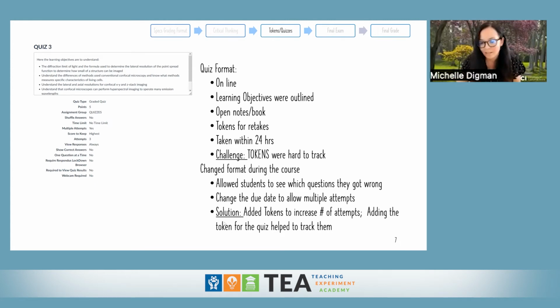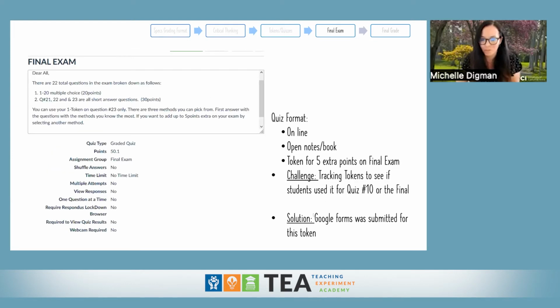And then I also changed the format during the course. I allowed students to see which questions they had gotten wrong. Before, they just didn't know. They submitted the exam, they got a final score, but they didn't know which ones they got wrong. So they didn't know which ones to go back and study. So I changed that, and that was based on a token survey that I had sent to them. I changed it to multiple attempts, and I added tokens to increase the number of attempts. Adding tokens for the quiz helped me track the tokens as well.